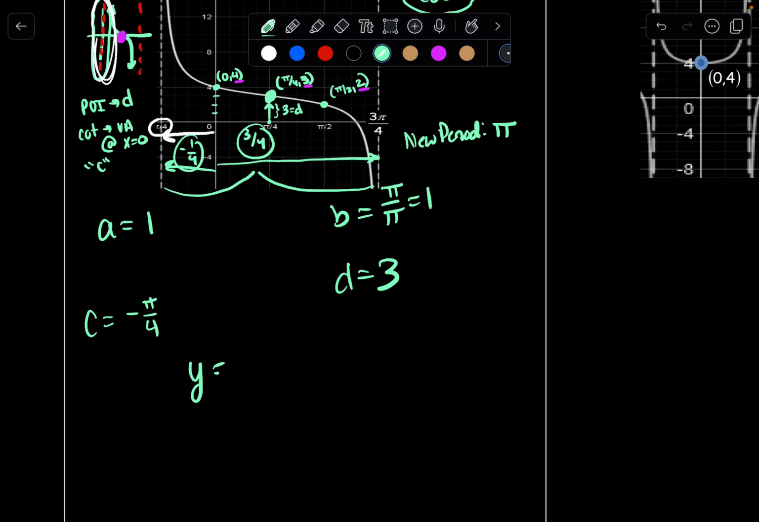All right, so y is equal to A is 1. We're using cotangent. Our B value is 1, which we can leave alone. And then we have x. And then we have -pi over 4 for C, which means we'll subtract that, so it becomes a plus. And then our D value is 3.